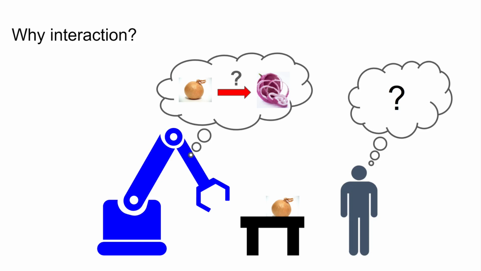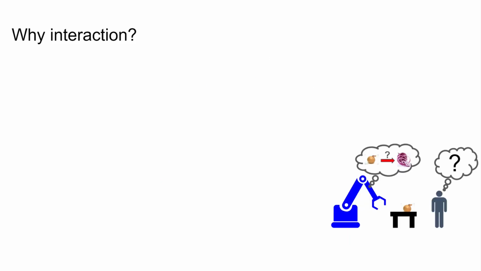For example, a robot is making onion rings for the human user, and it does not know how to cut onions into rings. In this scenario, the robot needs to express its confusion to the end user in an interactive way such that the user can provide the appropriate help for the robot.